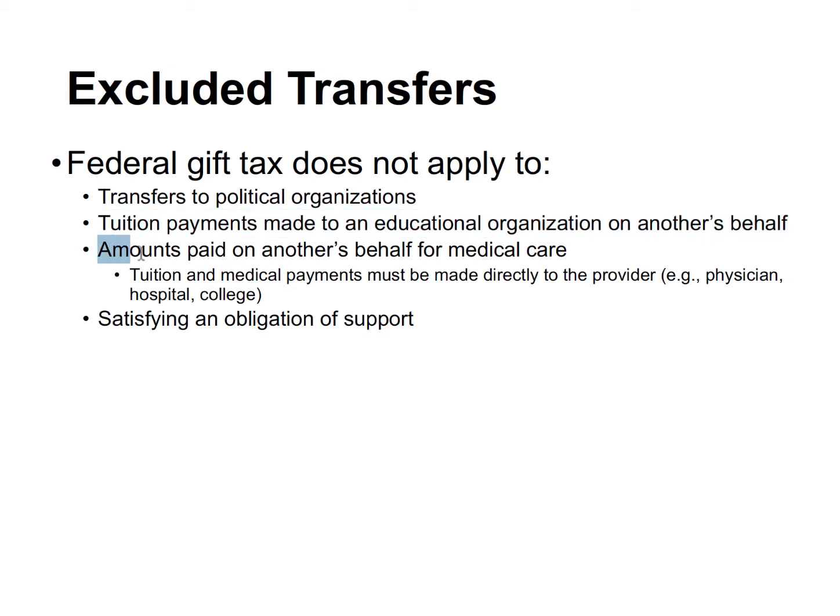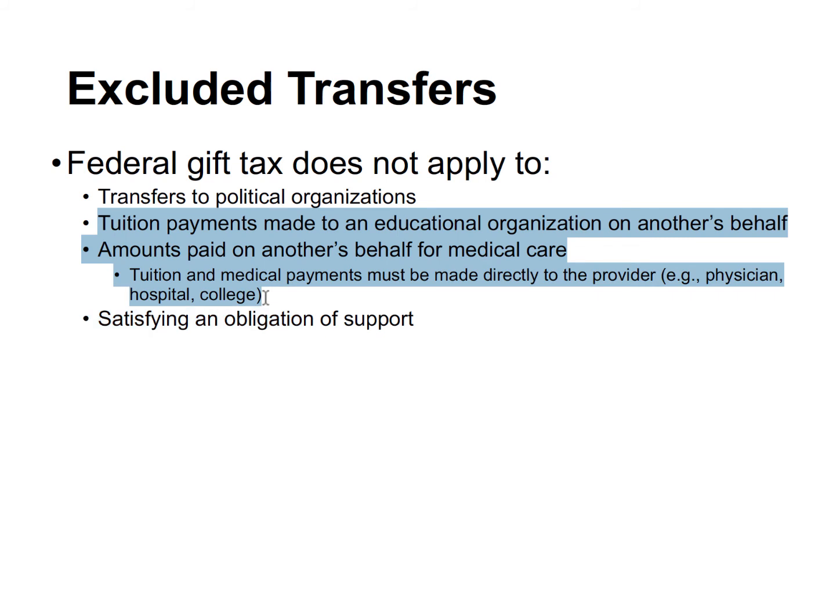Another thing is the amounts paid on another's behalf for medical care. Tuition and medical payments, so this is both for tuition and medical payments, must be paid directly to the provider. This is important: it's paid directly to the provider. You have to pay it directly to the hospital, directly to the university or the school. The issue here is, what if you wrote a check out to the actual individual and put on the line, oh, this is for tuition? Well, that doesn't cut it.